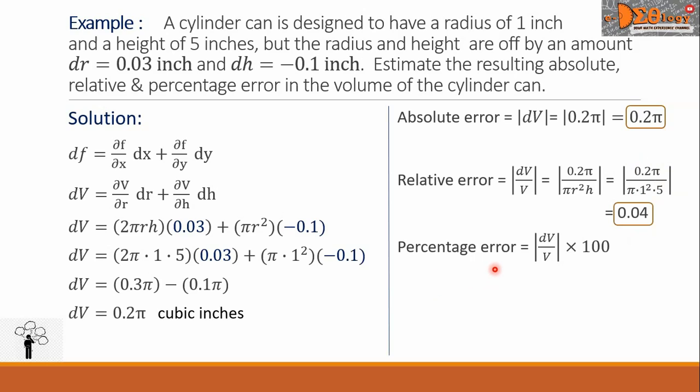For the percentage error, we will just copy the relative error value. We will substitute in here, then multiply by 100. So we will get 4. We will just affix the percent sign. So the percentage error is 4%.